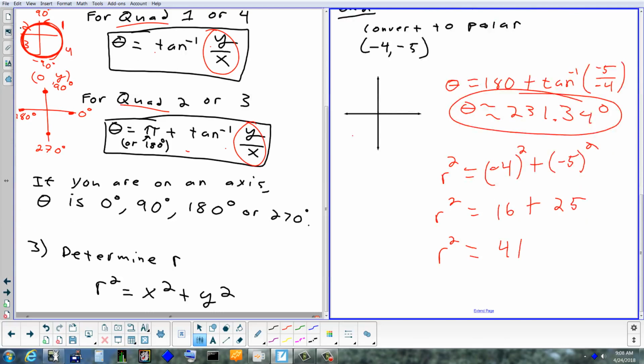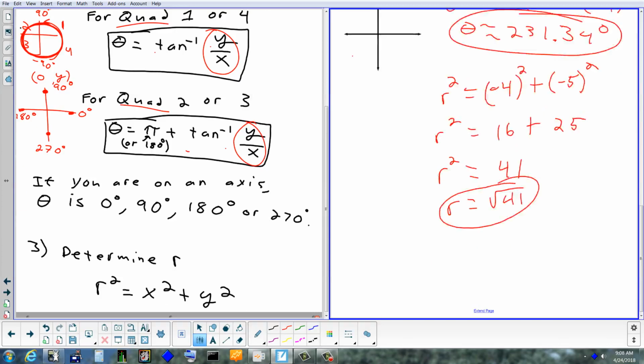And Brianna, my last step would be to take the square root. Okay, so there's my radius. So we'll write the final answer. We've got R, comma, theta.